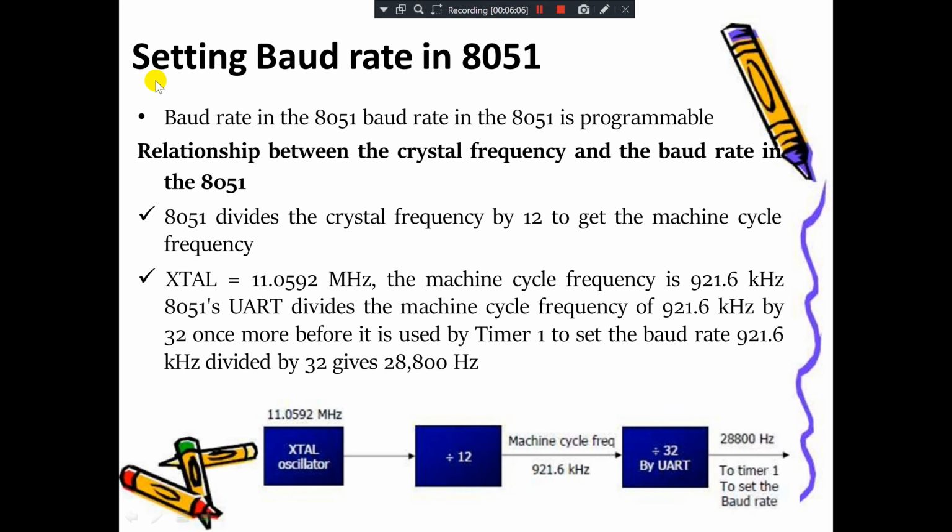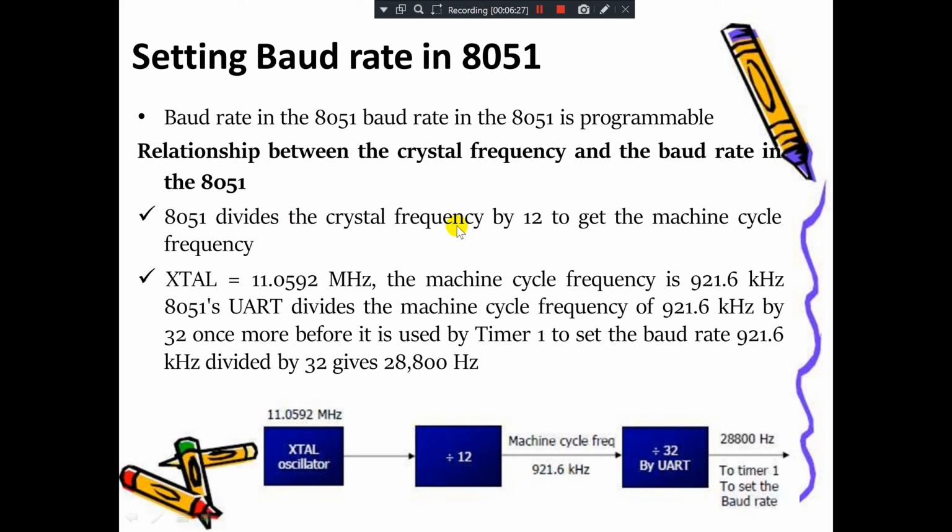How to set up a baud rate in 8051? The baud rate in 8051 is programmable, which means we can program the baud rate in 8051. The relationship between crystal frequency and baud rate of 8051 is discussed now. The 8051 divides the crystal frequency by 12 to get the machine cycle.